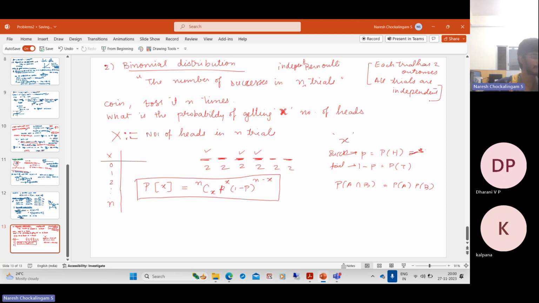And you've also seen the other important discrete random variable, which we saw in traffic engineering, that is the Poisson distribution. The Poisson distribution deals with the occurrence of rare events. We looked at it: the time headway, the arrival of vehicles, follows a Poisson distribution.